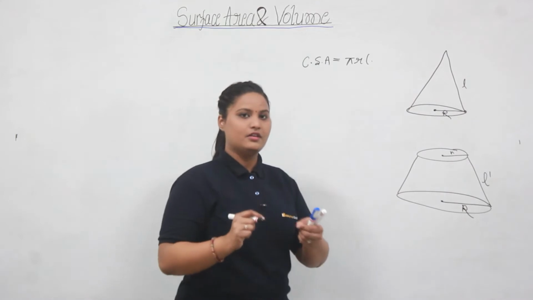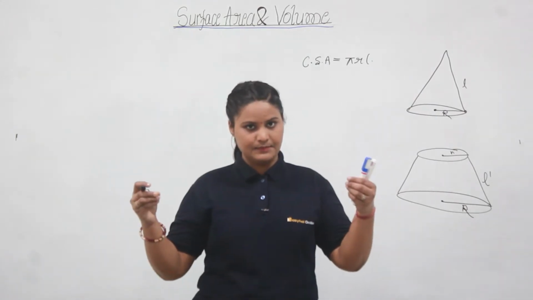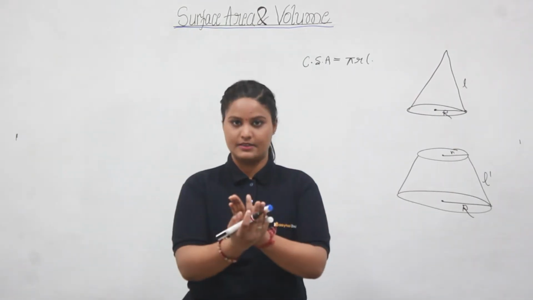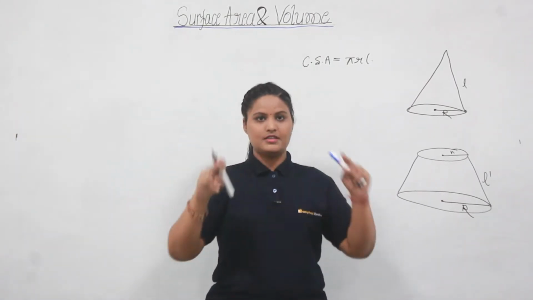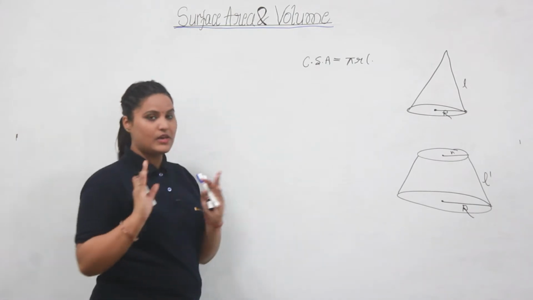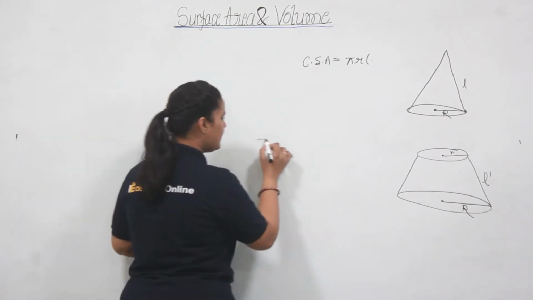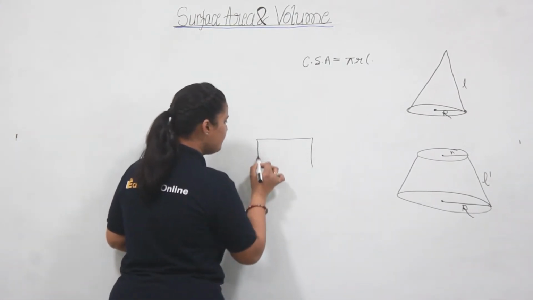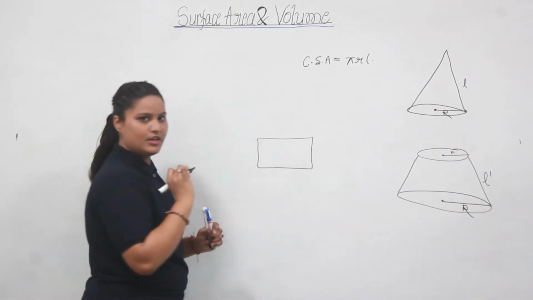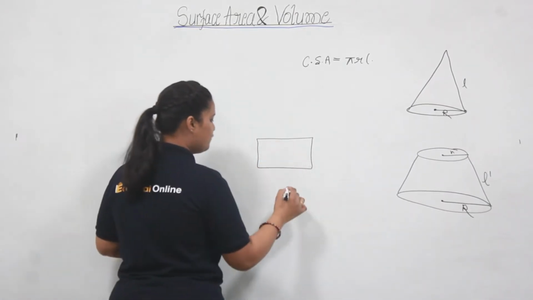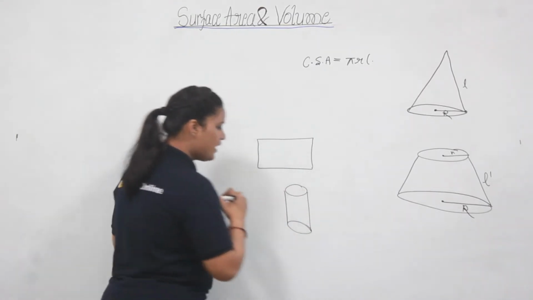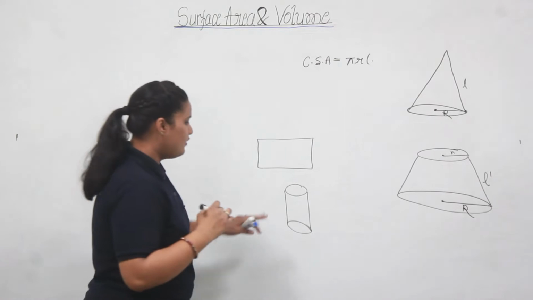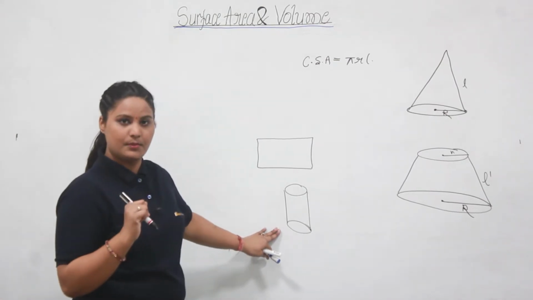If I give you a paper sheet and fold it, what kind of figure will it make? If it is a rectangular sheet, just visualize it, think about it very carefully. What if this is a rectangular sheet and I just fold it? What kind of shape will I obtain? I will obtain a cylindrical shape.